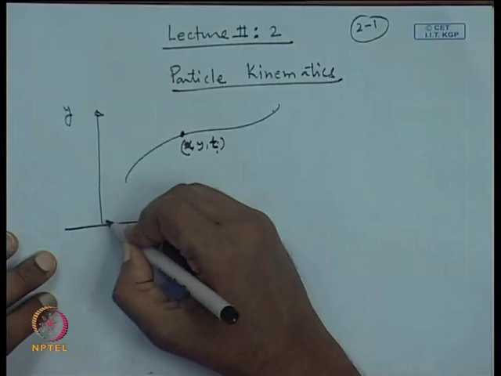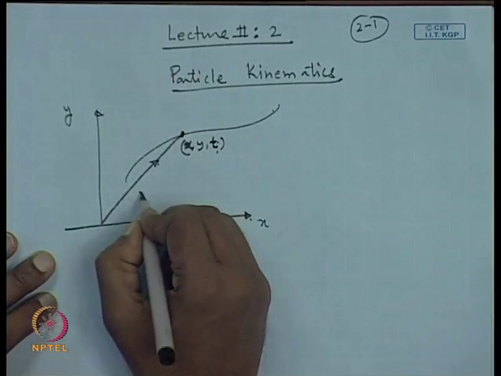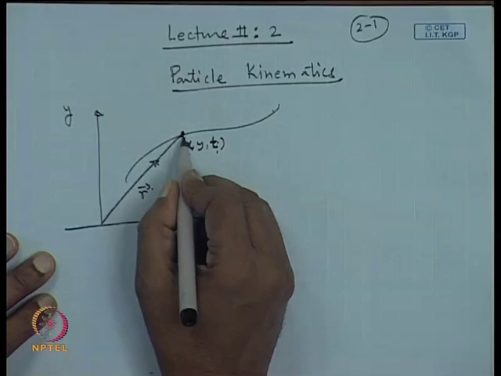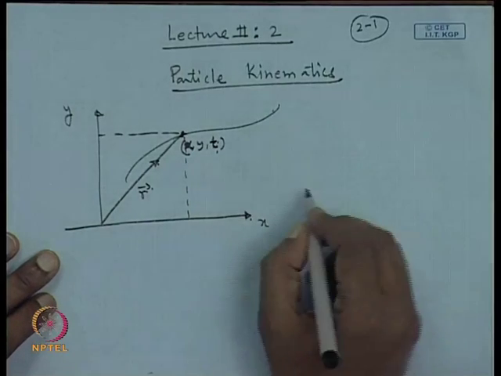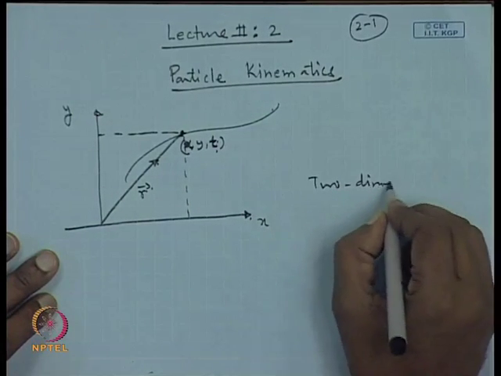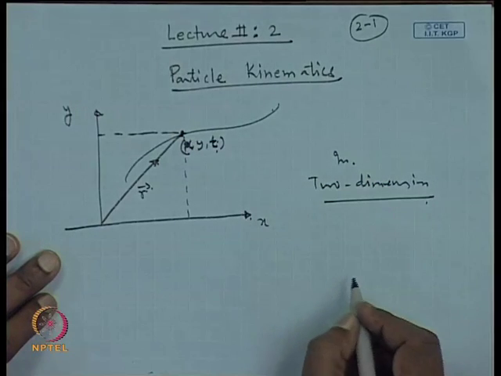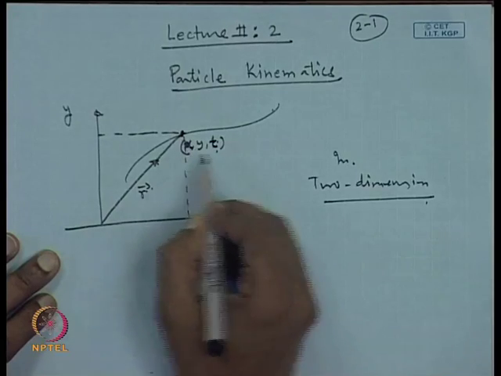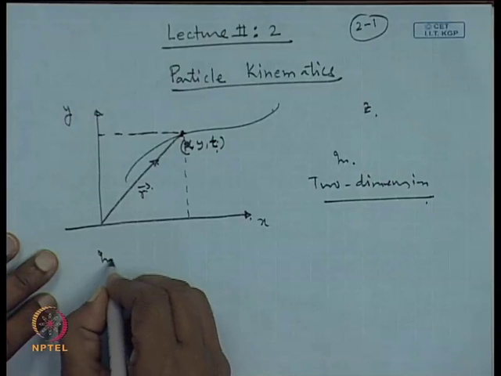Now, the radius vector of this particle can be indicated as r, where x and y are the coordinates of this particle. So, this is all about 2 dimensions. While if we have to write the same thing in 3 dimensions, then another coordinate z has to appear.